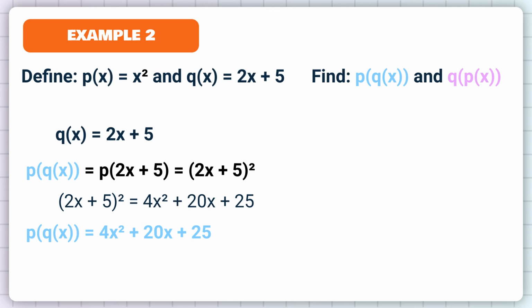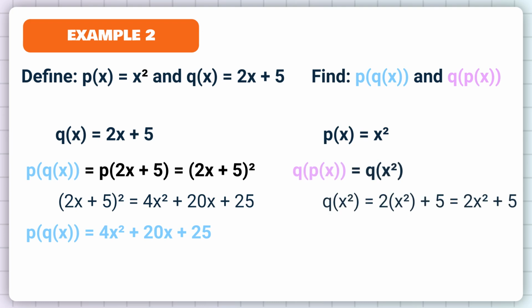Next, let's find q(p(x)). Begin with p(x). Now use this as the input for q(x). So, q(p(x)) = 2x² + 5. p(q(x)) and q(p(x)) give different results, highlighting the importance of the order.